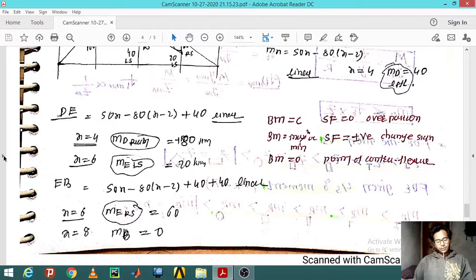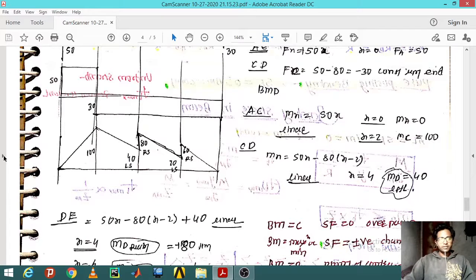the moment at the right side of this E point is going to be 60 kilonewton meter, and if you take the value x equal to 8, this equation is going to be 0, because at the end of the simple bending the bending moment is 0. So this is how we have drawn it.